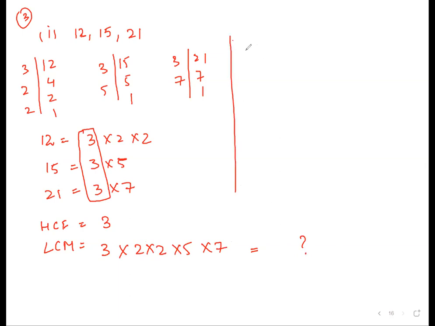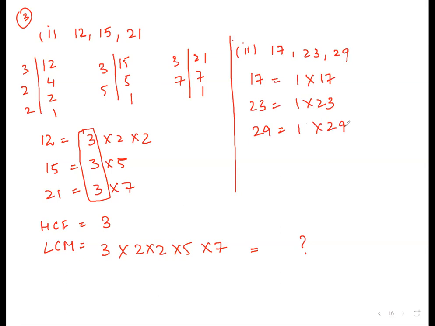Now, if you look at the second part of the same question, if it is 17, 23, and 29, they all are prime numbers. What are prime numbers? I told you. How many factors are there? Only 2 factors. So 17 is divisible only by 17 and 1, so this is basically 1 into 17. Similarly, 23 is 1 into 23, and 29 is 1 into 29. What will be the HCF in this case? 1. And LCM? 17 into 23 into 29. Good. So you will just multiply and write the answer here.